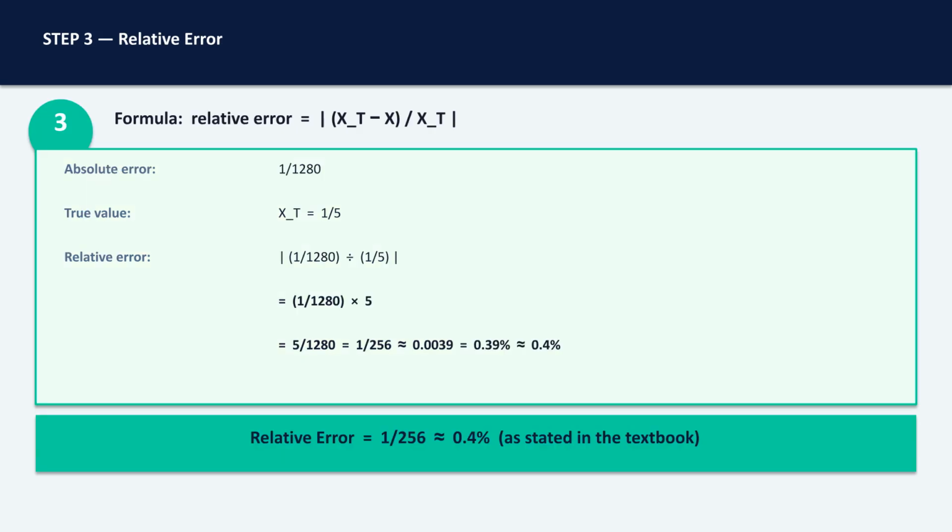Step 3 calculates the relative error using the formula: absolute error divided by the true value. Dividing 1/1280th by 1/5 results in a relative error of 1/256th, which is approximately 0.0039 or 0.4%.